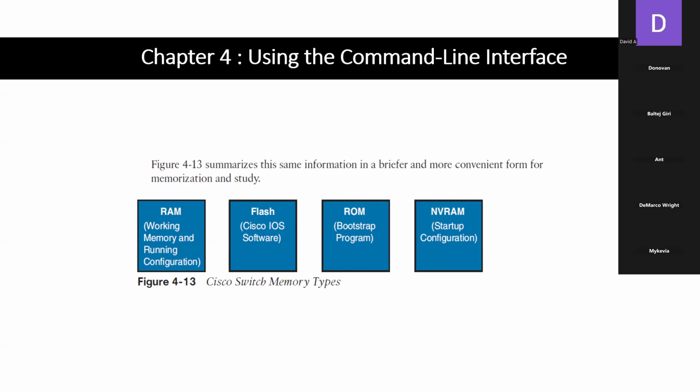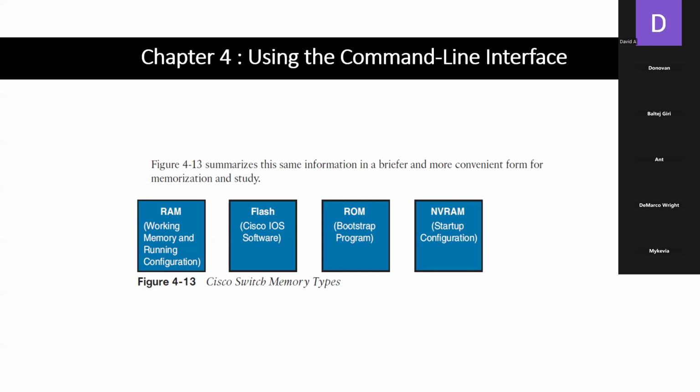Now, just like our PCs, Cisco switches have different types of memory within them. So let's talk about these different types of memory. It has RAM, sometimes called, if we want to get technical, DRAM, dynamic random access memory. RAM is used by the switch just like our PCs at home. It's for working storage, storage that we are using while we are using the device.